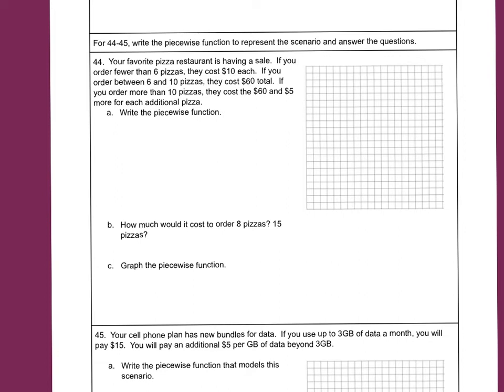So, your favorite pizza restaurant is having a sale. If you order fewer than 6 pizzas, they cost $10 each. I would underline that. That's important. If you order between 6 and 10 pizzas, they cost $60. And if you order more than 10 pizzas, so more than 10, they cost $60 and $5 more for each additional pizza. So write the piecewise function.